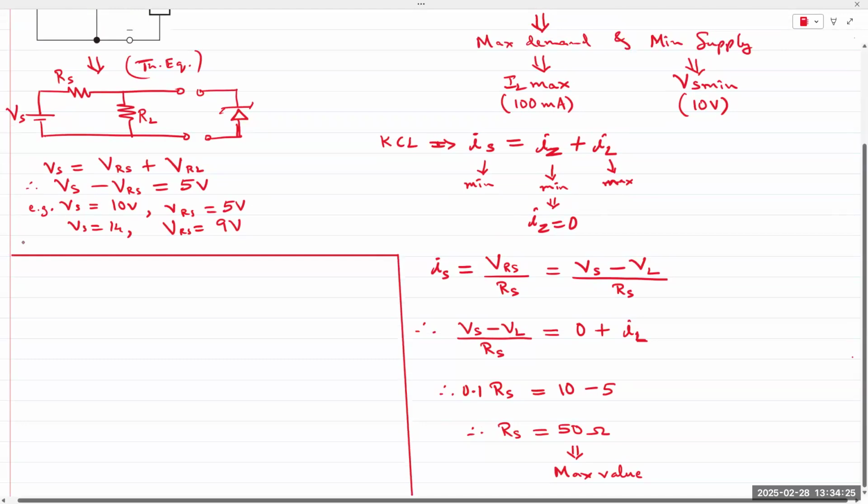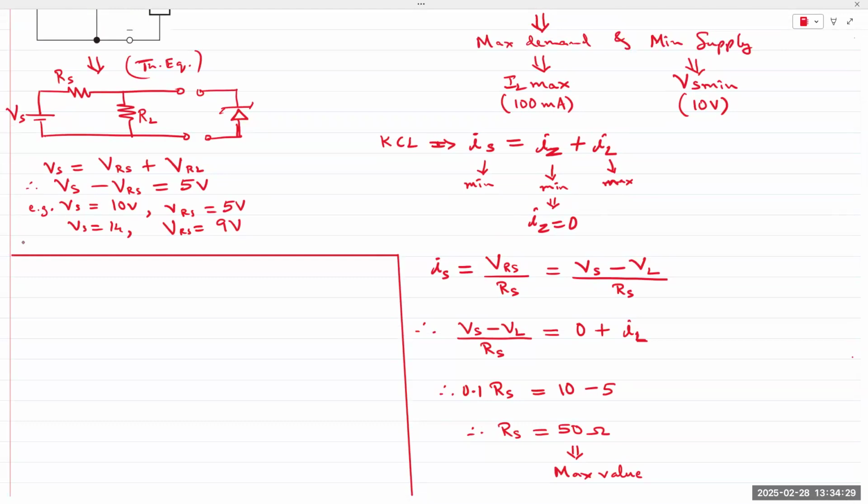All right, so now let's look at, are there any other questions before I go to the second half? That's the one extreme case. As I said, you want maximum demand and the lowest supply, minimum supply. That's one extreme case. Now let's focus on the Zener diode.